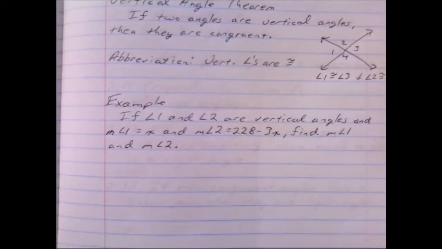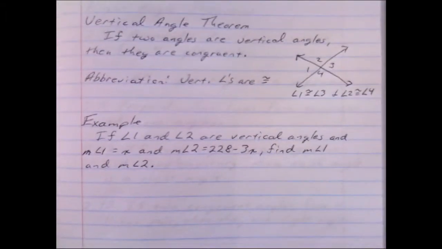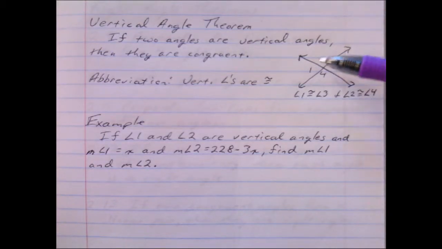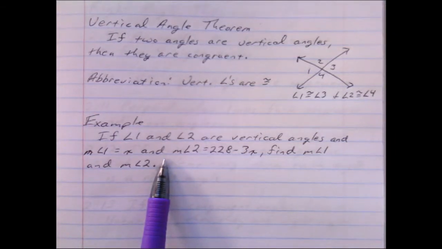Now let's look at our vertical angles. Take a look at our vertical angle theorem here. So vertical angles, if two angles are vertical angles, then they are congruent. And we have had that before, but now we're going to use it in terms of proof. So we know that 2 is congruent to 4, 1 is congruent to 3. Those are vertical angles. Okay? So we have an example down here. So we're going to be looking at that one.